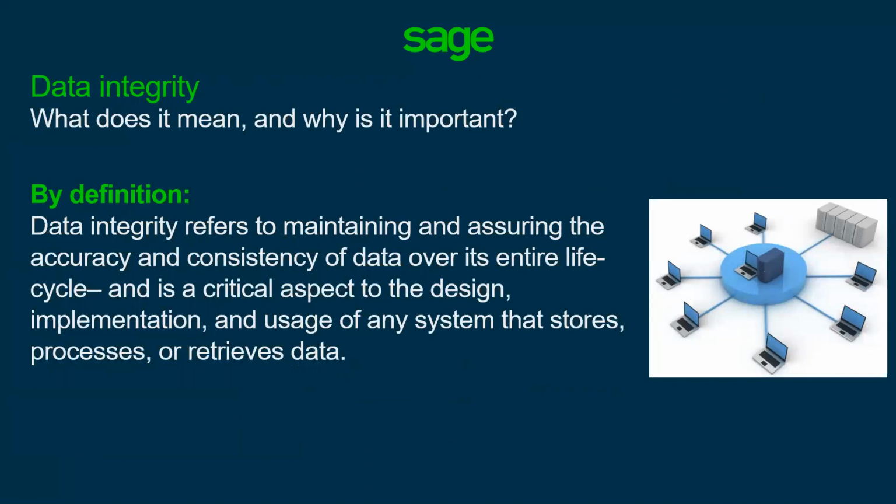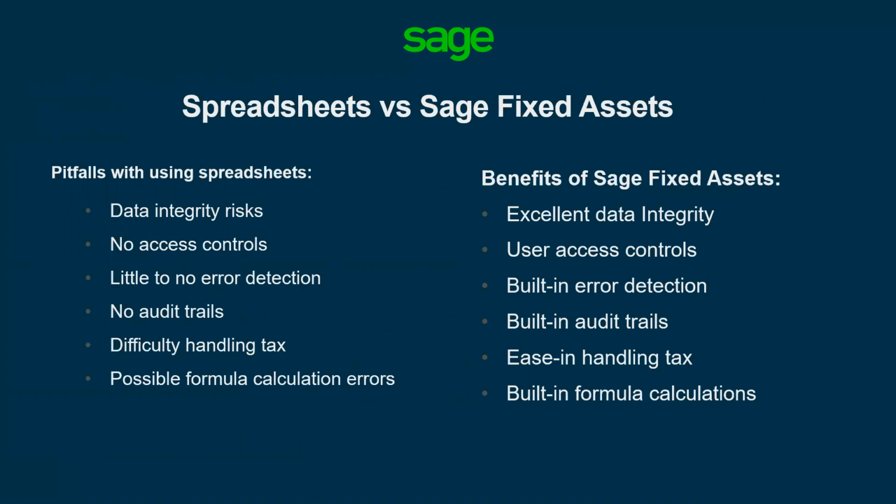So first, let's talk about data integrity. One of the things you'll want any solution that you're using to manage your fixed assets to ensure is accuracy of the data that's going to be in your database. So data integrity is an integral part of this. Let's do a comparison looking at someone potentially using spreadsheets, for example, to manage their fixed assets currently, and what are some of the pitfalls of that versus using the Sage Fixed Asset Solution.